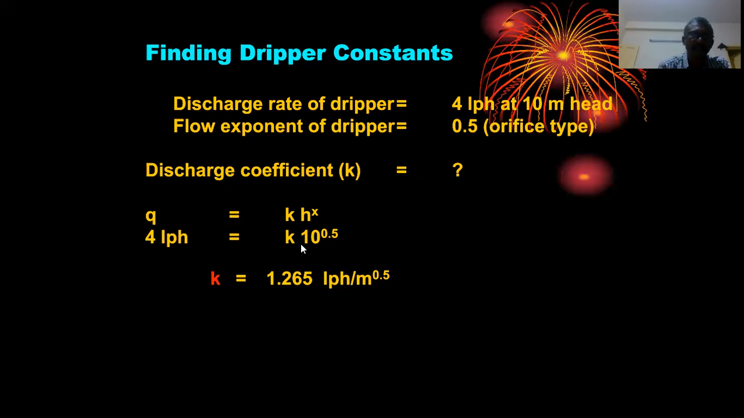So for this problem, K is equal to 1.265 liters per hour per meter power 0.5. So meters is pressure head, and here it is 0.5. So it comes like this. If your x value is something different, say 0.8 or 0.4, then these units should be substituted differently here. So that should be kept in mind.